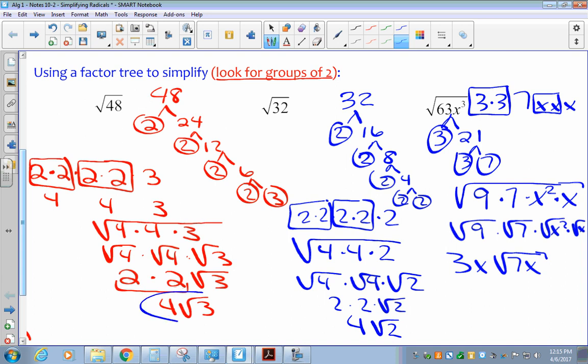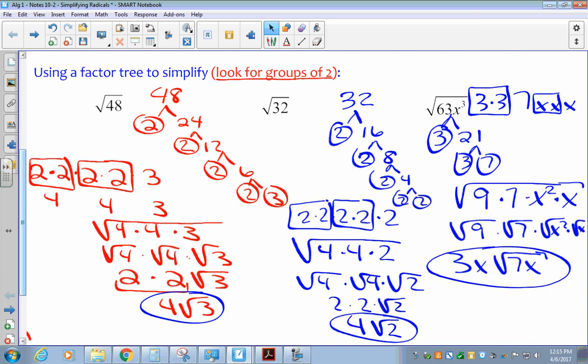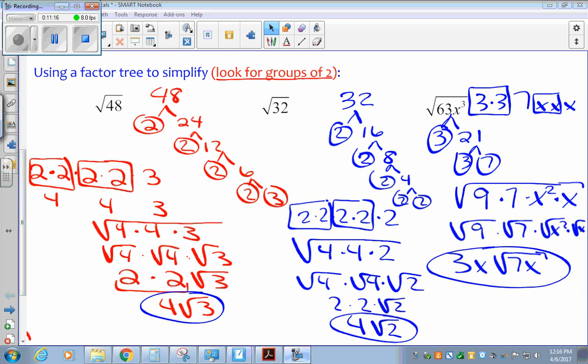Let's circle the answers. So if there are 2 of them, we get to bring 1 out. It escapes. If it's not a perfect square, it stays underneath.